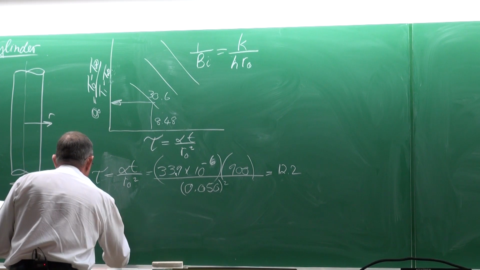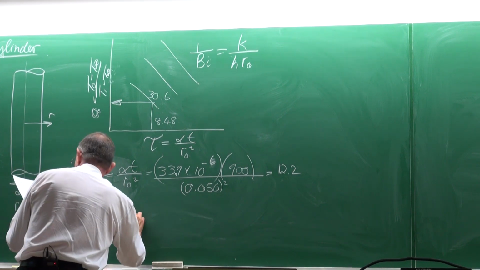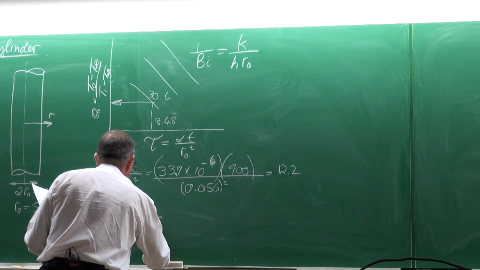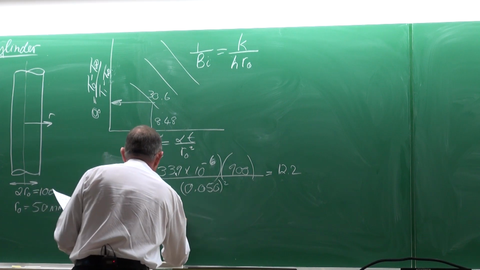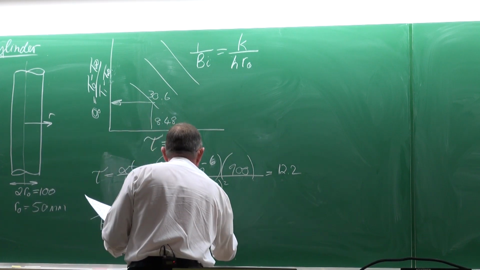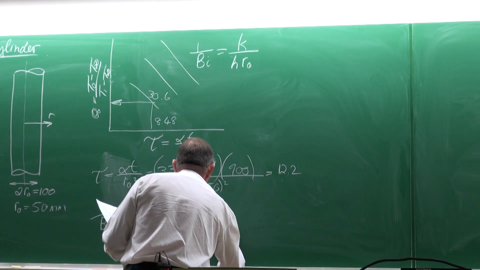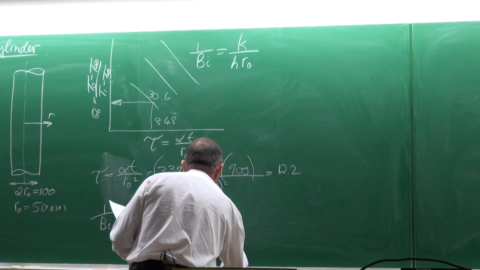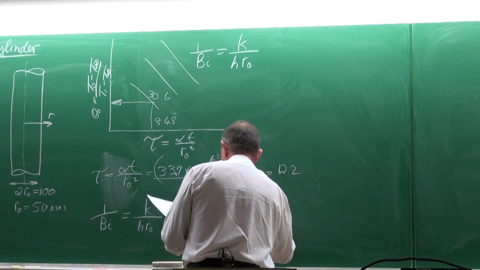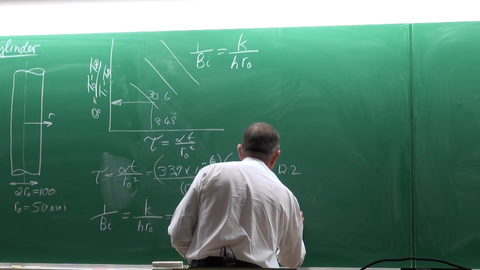One divided by the Biot number is equal to k divided by h R0. k is 110, the heat transfer coefficient is 60, the radius is 50 millimeters, and that would be 36.7.